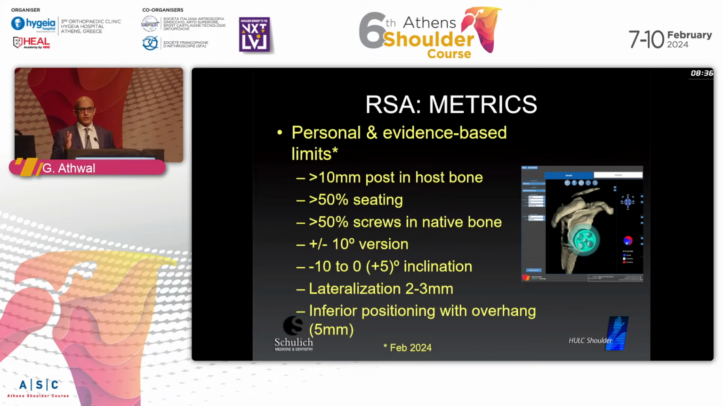With respect to version, I think there's a lot of variability with versions. I'll accept 10 degrees of anteversion to 10 degrees of retroversion. With inclination, ideally I'm aiming for 0, but I'll accept -10. And in certain difficult situations where you just want to get an implant in, I'll accept up to 5 degrees. With lateralization, I base this on the work of my good friend Bob Tasjan. I look for about 2 to 3 millimeters lateral to the inferior rim. And finally, with positioning, I'm still a very traditional reverse person. I like to place my base plate low, and I still like some overhang.